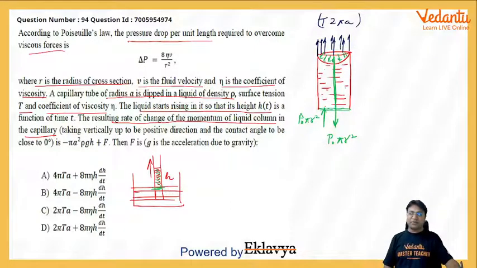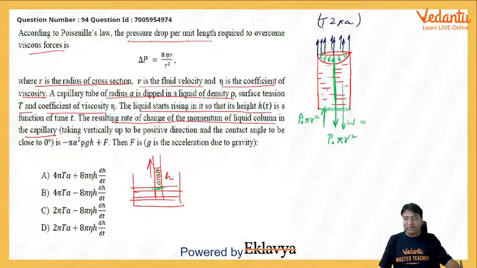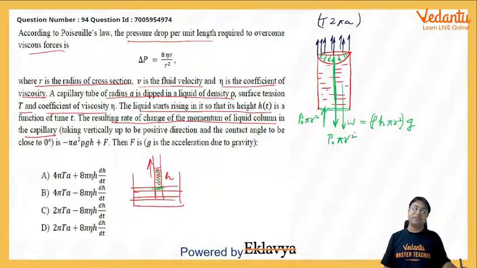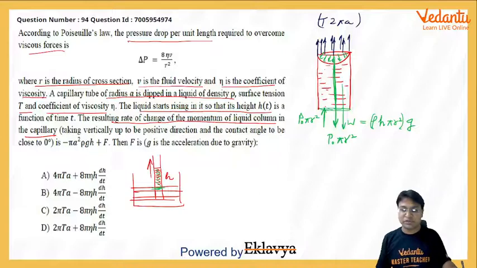And apart from this, we have two more forces. One is the weight of the liquid, W, which is equal to density into volume. Volume is h into pi r square, so this becomes m g. Apart from this, we are assuming that the liquid is moving up, so there will be a viscous force opposite to the velocity of the fluid, a downward force Fv. And how do we write Fv?